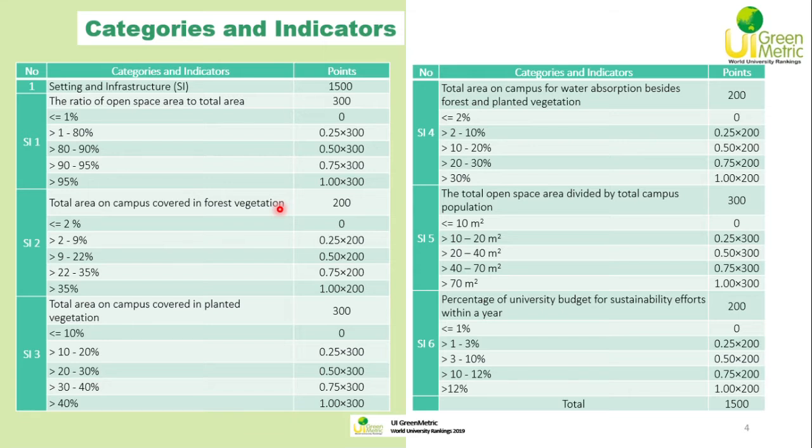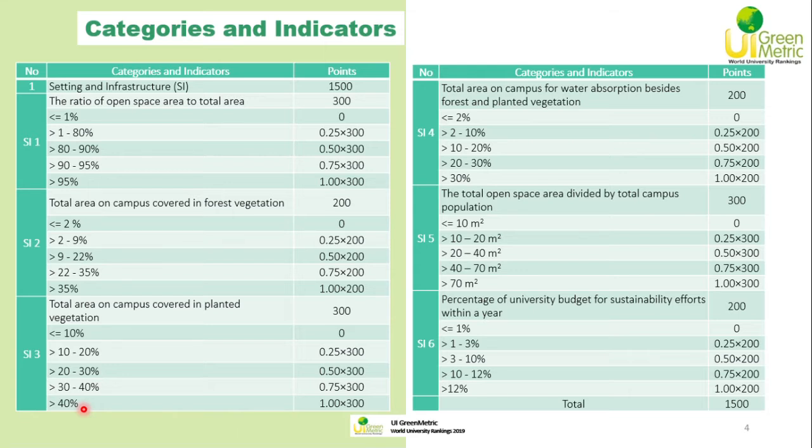For forest vegetation, you need to set aside 35% of your campus ground. This is criterion number 2, 35% of your campus ground. And for the planted vegetation, you need to set aside 40% of your campus ground. This is criterion 3, 40% of your campus ground. Combined, both criteria require 75% of your campus ground set aside for both of them.